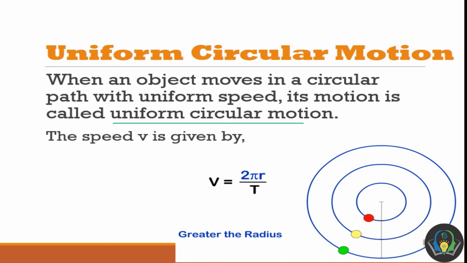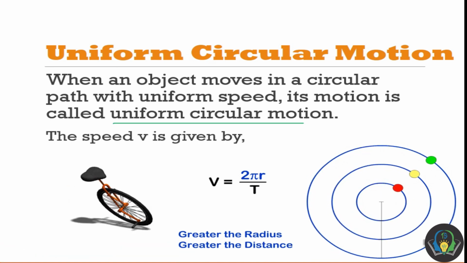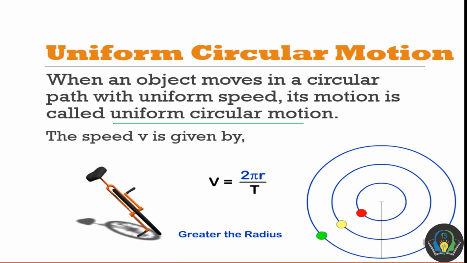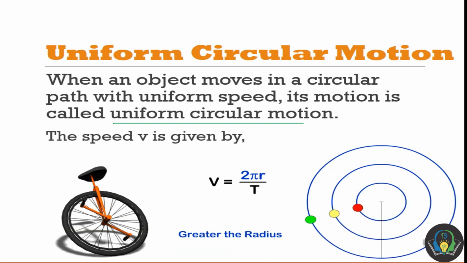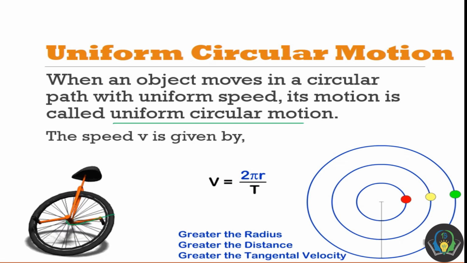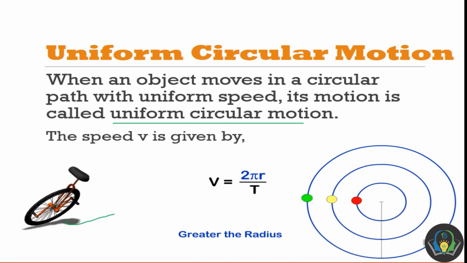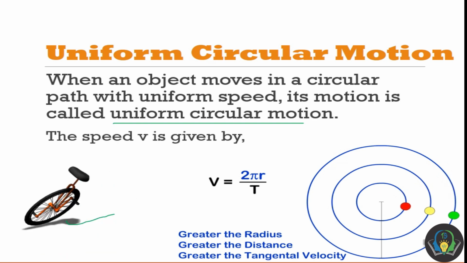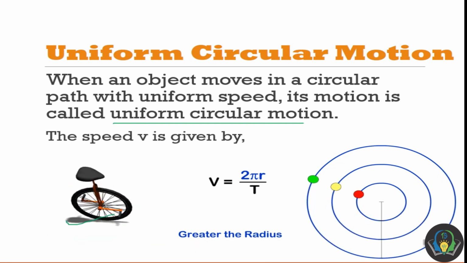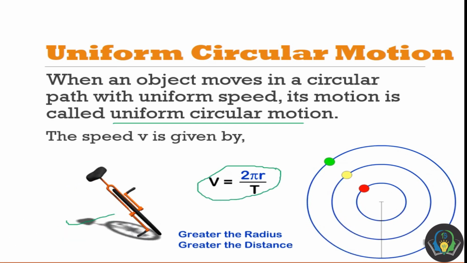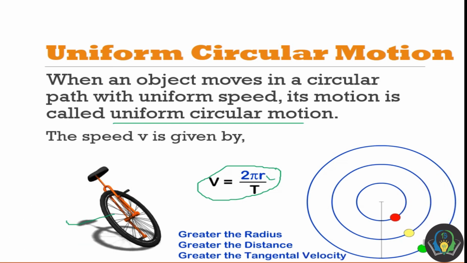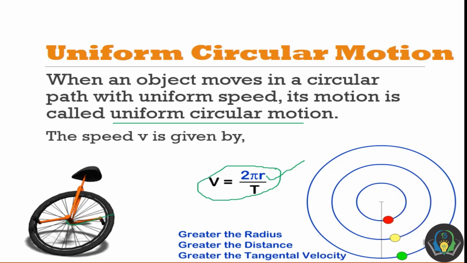Another example of uniform circular motion we can have in such a manner. Here one unicycle is moving in the same place around a circle. Displacement will be 0, but distance will be some non-zero number. So if you want to find the velocity, our formula is v equals 2 pi r upon t. Why 2 pi r? Because that is the circumference of a circle, and the circumference of the circle will be the distance travelled in both of these cases.